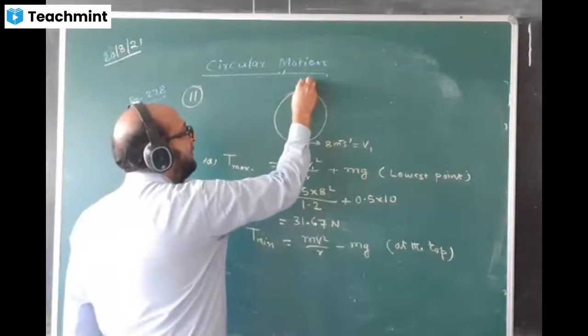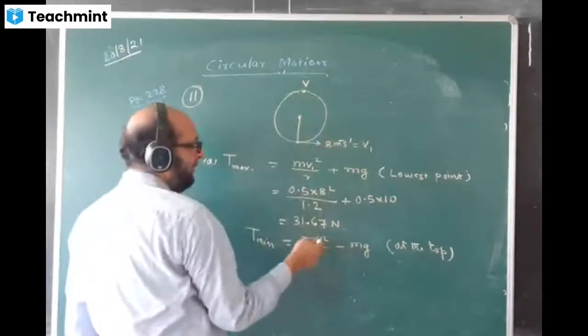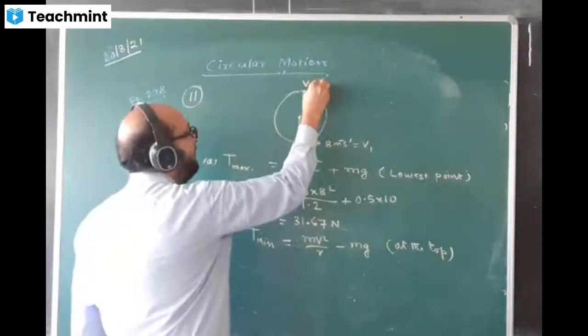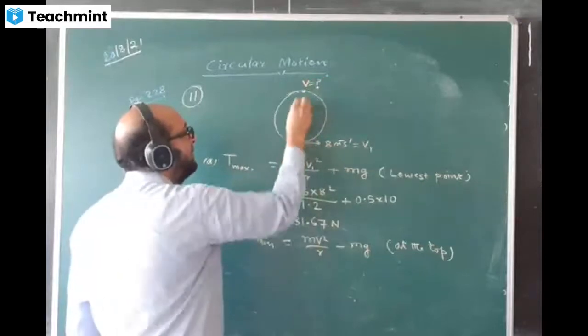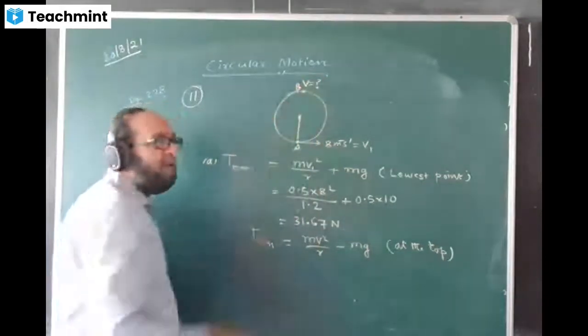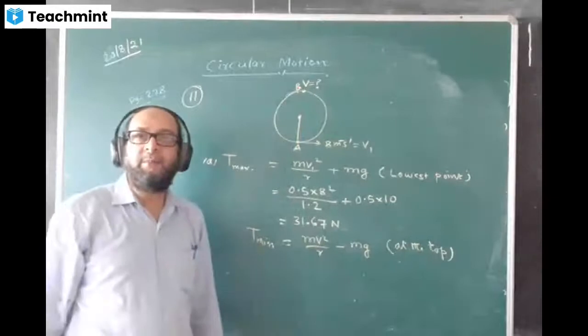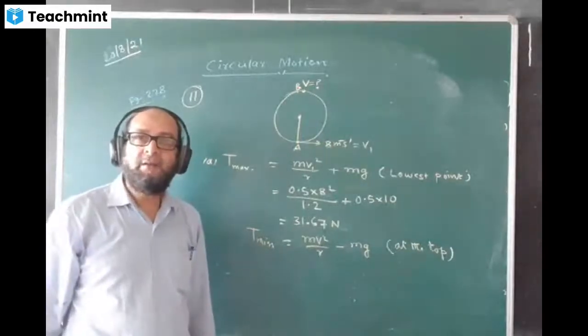Can you find the velocity out here? This velocity I take as V only. Can we find the value of V? I mark this point A with velocity V. Find the value of V at point B and let me know. What is the value of V there?